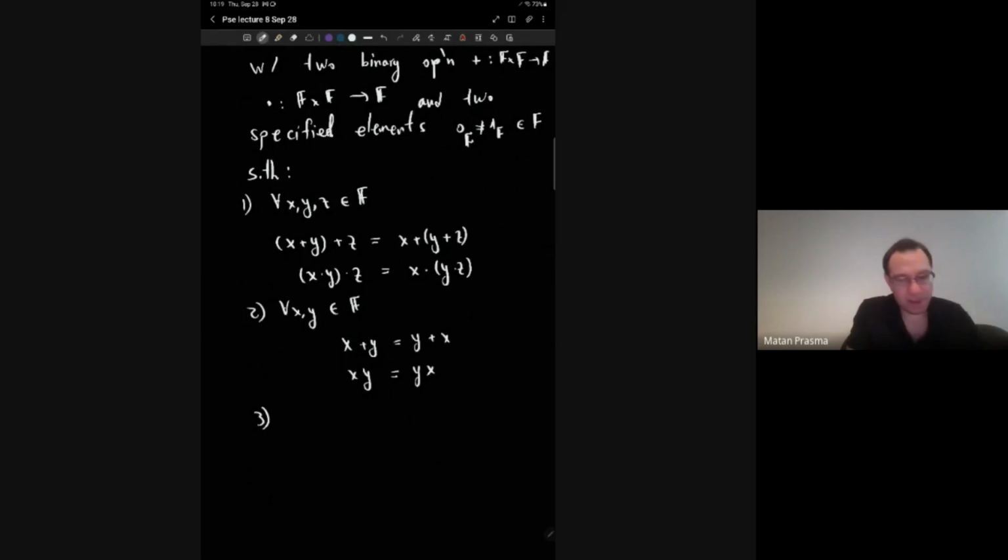Then we have, let's say, the neutral elements axiom. So for every x in F, 0 plus x is x, and 1 times x is also x.